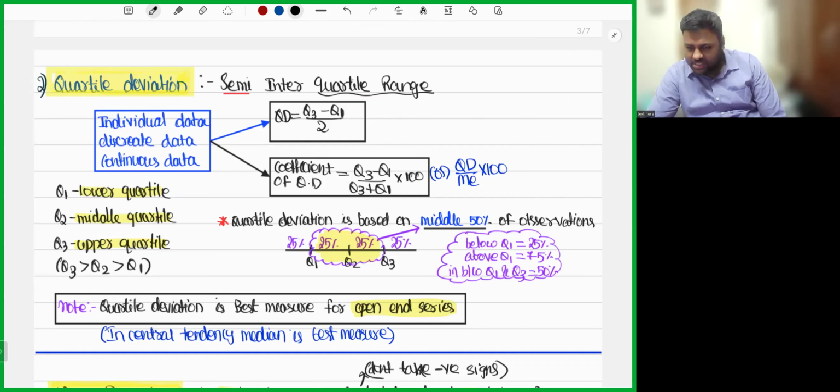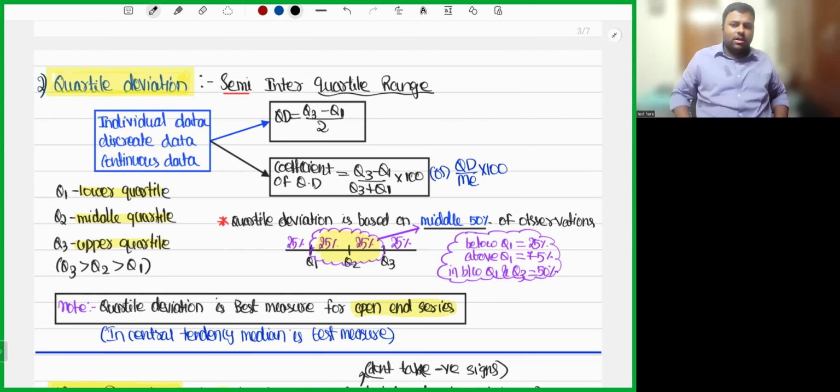After arranging the data in ascending order, you will apply the formula j into (n plus 1) by 4. j will be the quartile that you require, and n will be the number of observations. Okay. Now, will j into (n plus 1) by 4 give you the answer?